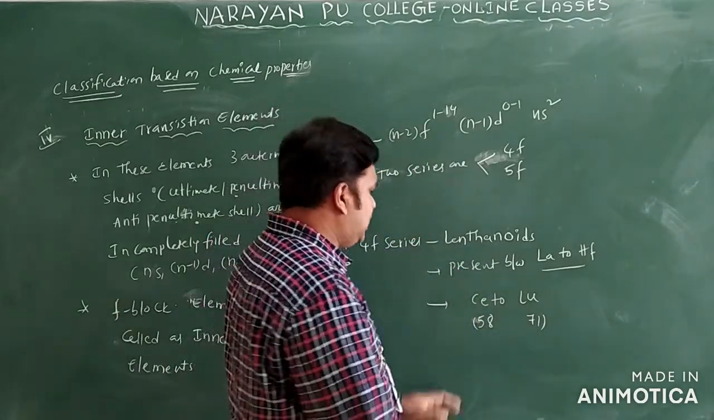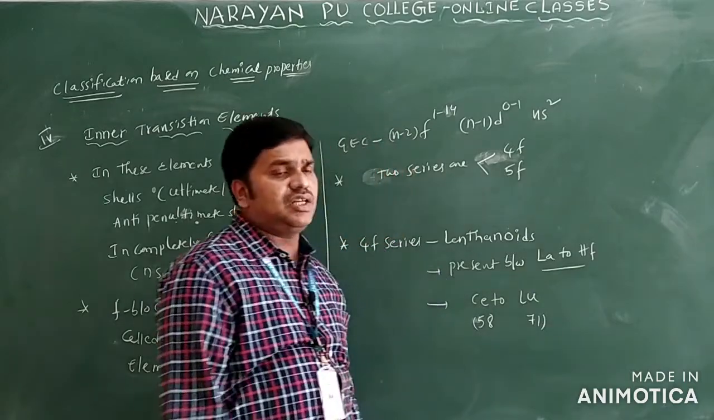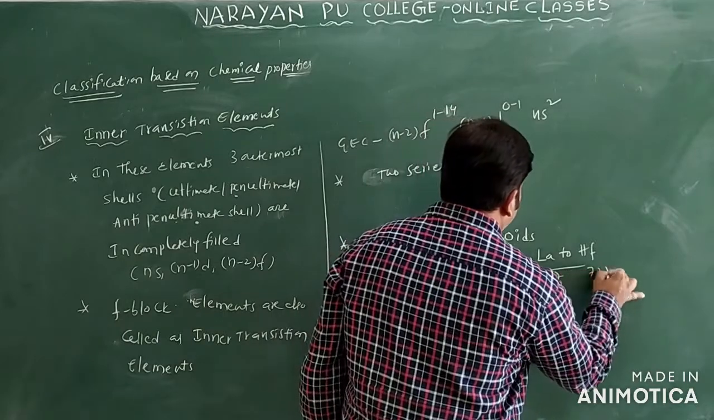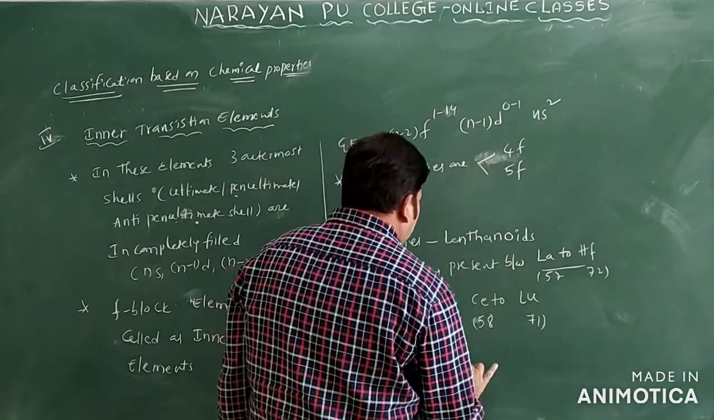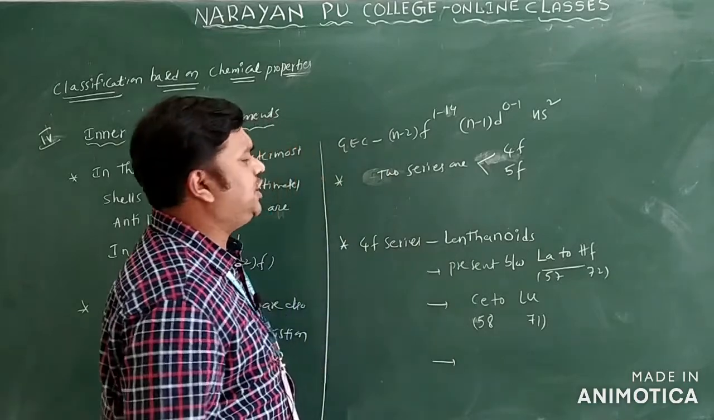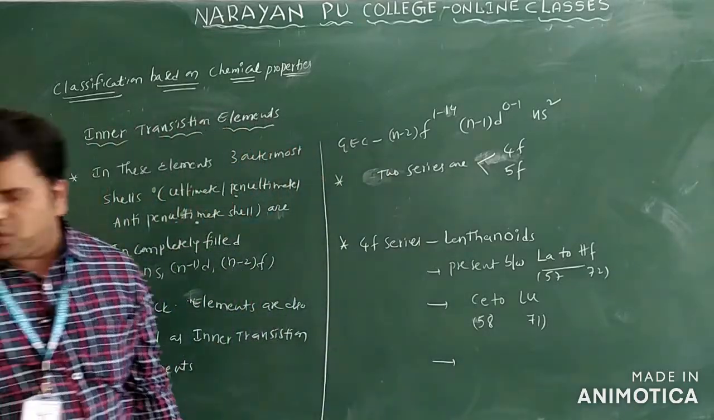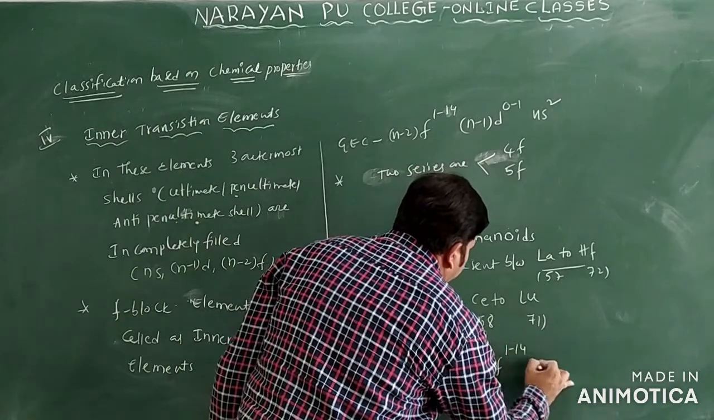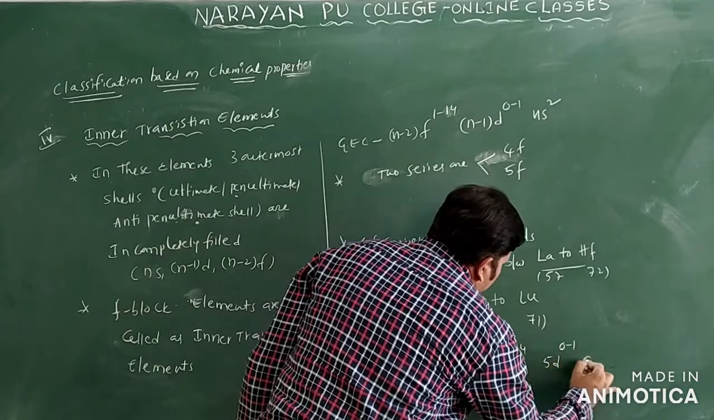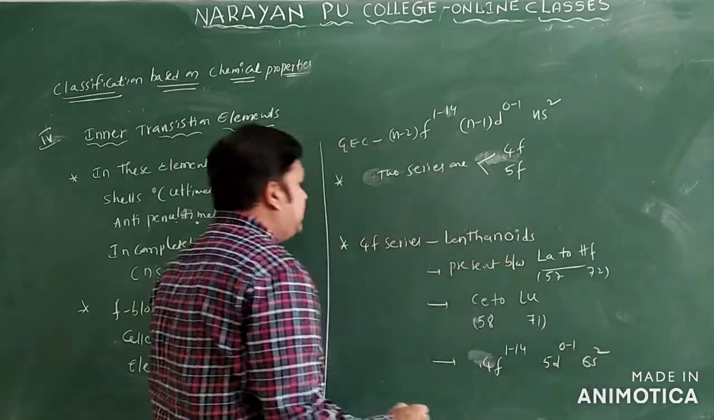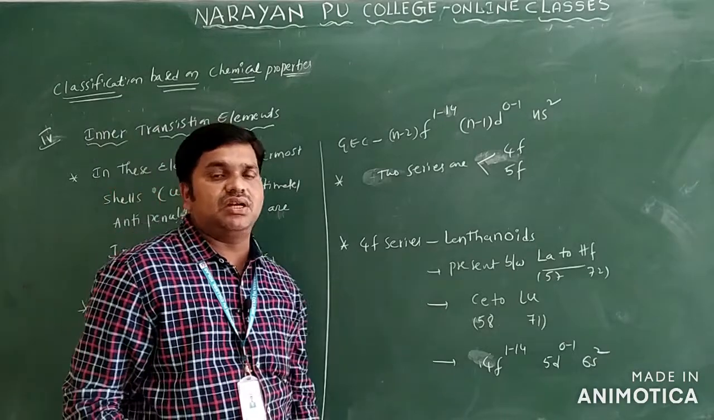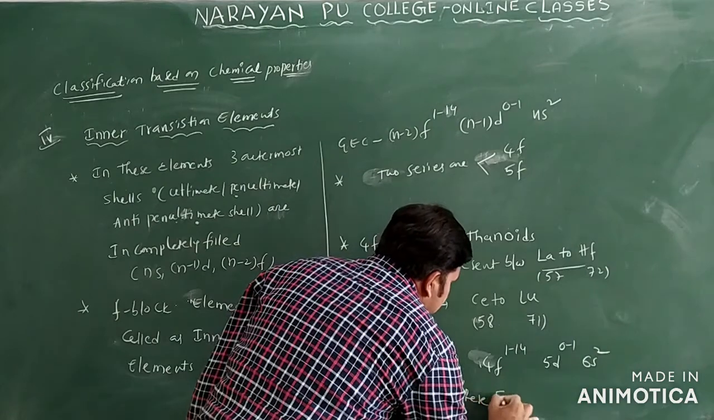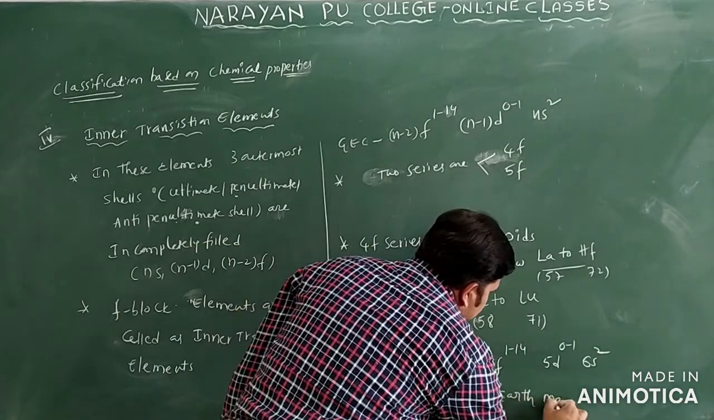Cerium to lutetium, these lanthanoids are present between lanthanum and hafnium, lanthanum being 57 and hafnium 72. What is the configuration of the lanthanoids? We write 4f 1 to 14, 5d 0 to 1, and 6s 2. The other name of lanthanoids is rare earth metals.